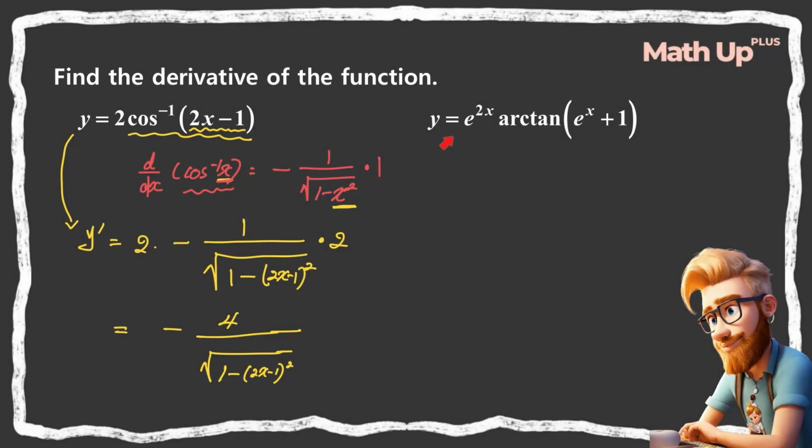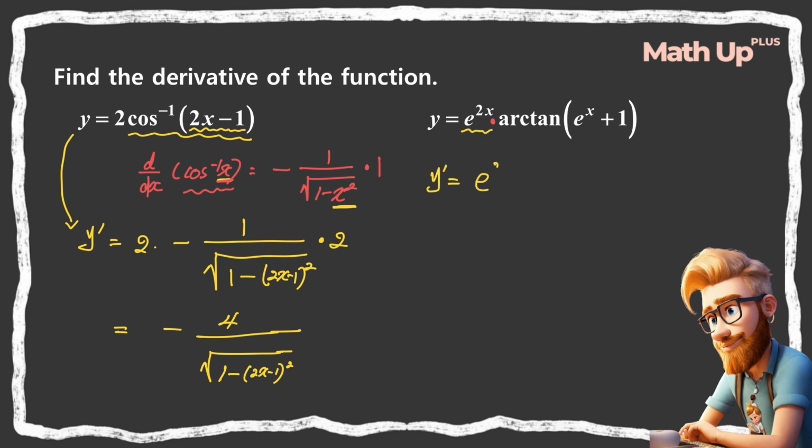Here we have y is equal to e to the 2x times arctangent of e to the x plus 1. So this is a product of e to the 2x and arctangent of e to the x plus 1. So we have to apply the product rule. So y prime is equal to the derivative of e to the 2x.